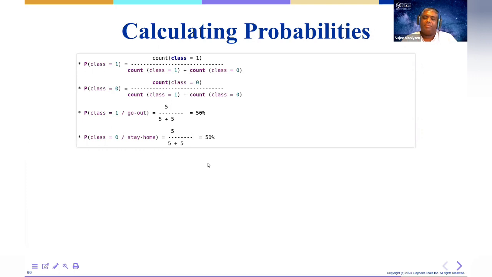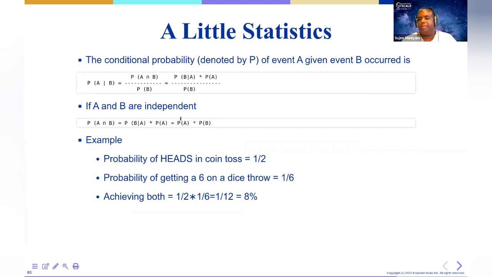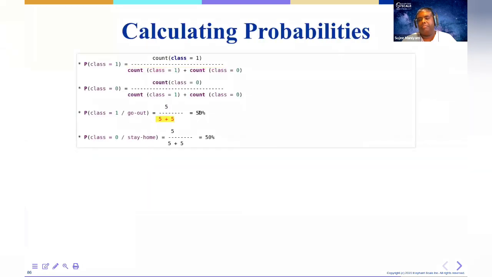Okay, with that, let's actually calculate the probabilities. The first probability I'm calculating is the chance of me going out. Remember, going out is 1, staying home is 0. How many times did I go out, divided by the overall number of events? If you go back and count, I went out 5 times, which is 1, 2, 3, 4, 5 out of 10 observations. So 5 divided by 10, 50%. Equally, the chance of me staying home is also 50%.